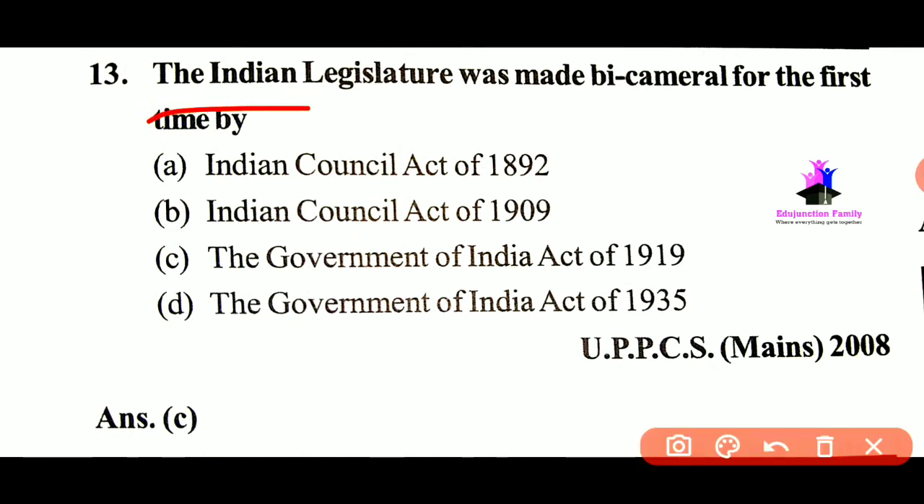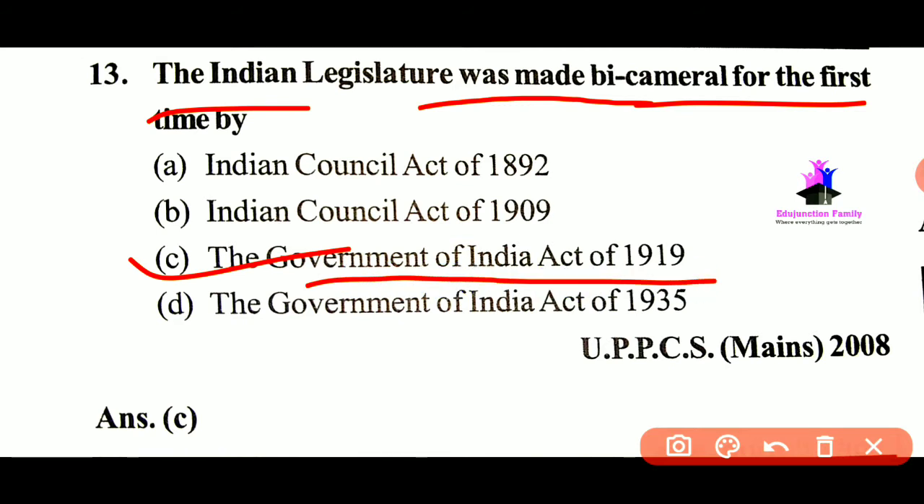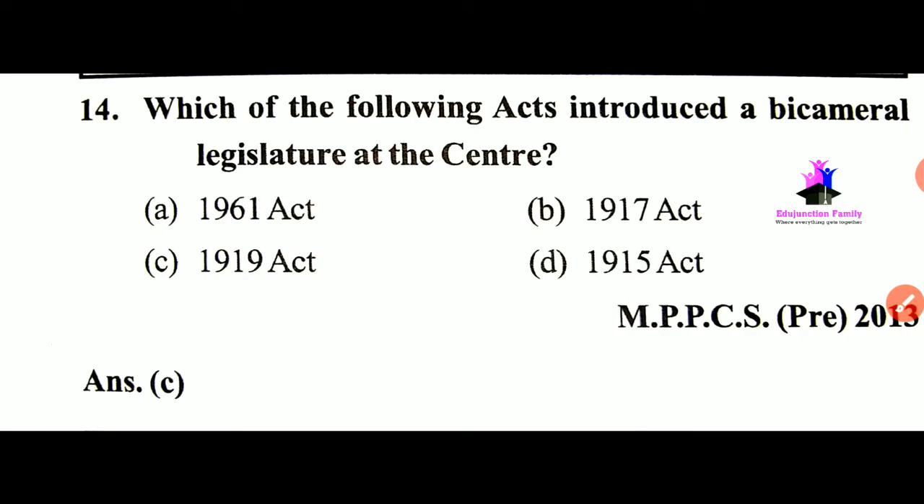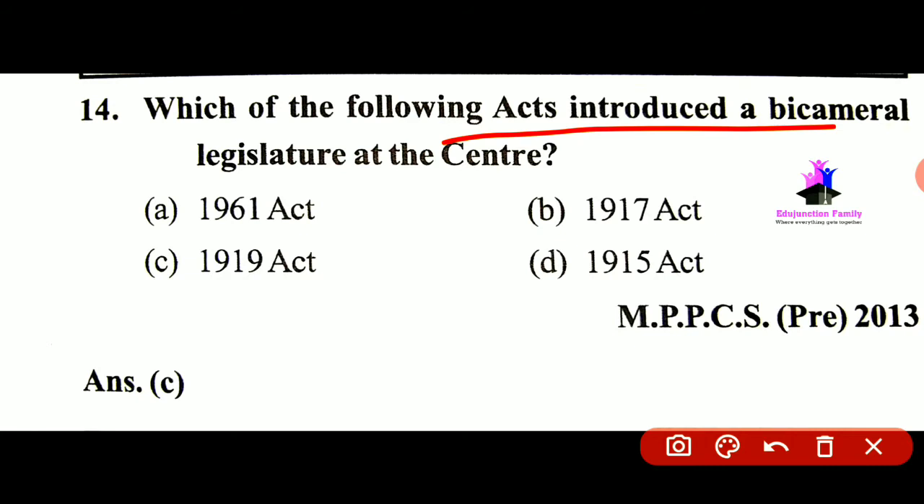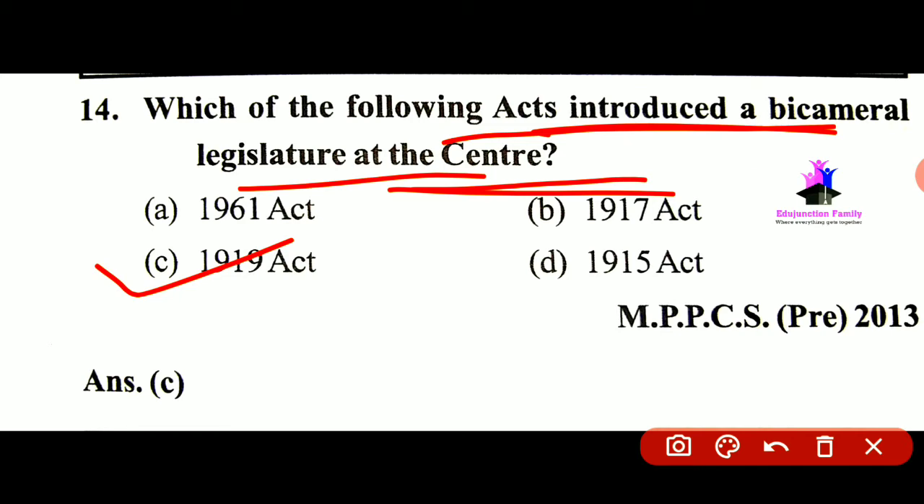The Indian legislature was made bicameral for the first time via the Government of India Act 1919. Okay, now we have the next question: which of the following acts introduced a bicameral legislature at the center? The Act of 1919 introduced a bicameral legislature at the center.